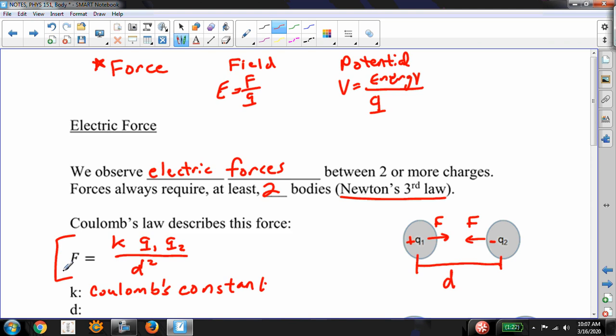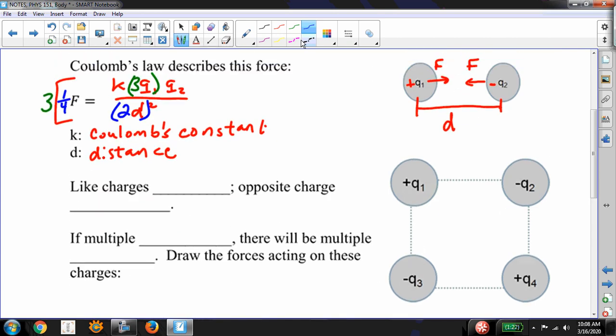If I change, say for example, the distance, what's going to happen to the force? Well, here d is the distance between them. If I double this distance, then I'm going to quarter the force. If I triple one of these charges, then I'm going to triple the force. So of course you'll have some questions similar to that, where I give you changes in those values Q and d and ask you what happens to the force.